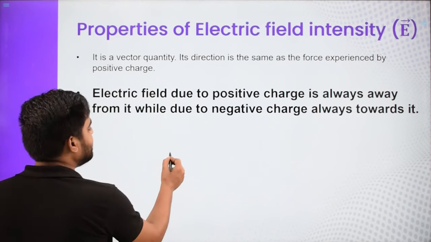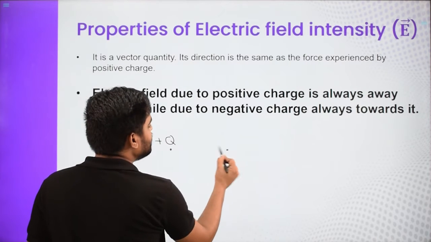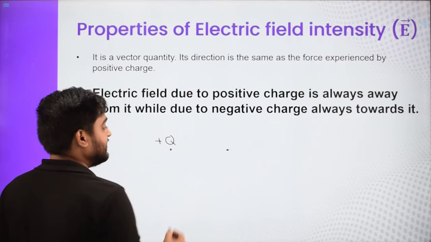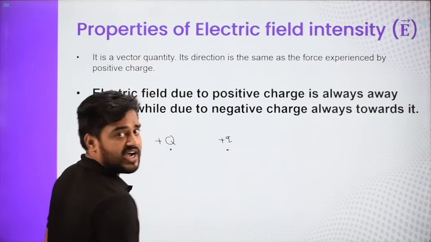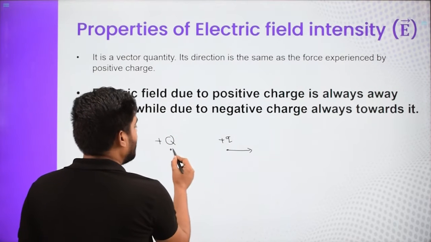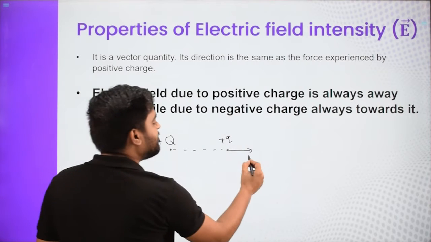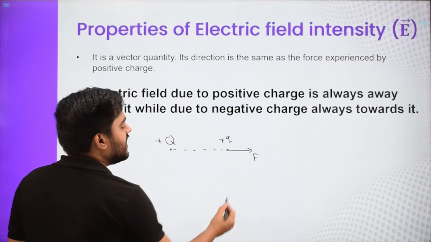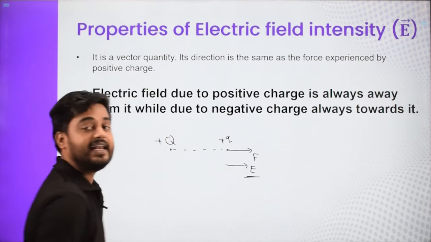So basically the idea is that, let us say this is a capital charge Q which is positive. Here I have to check the direction of electric field intensity. What you do is you put another positive test charge. This is a test charge and it will experience force in that direction. All of us know that this is positive, so force will be repulsive and force will be in this direction, and whatever is the direction of force, same direction will be the direction of electric field.